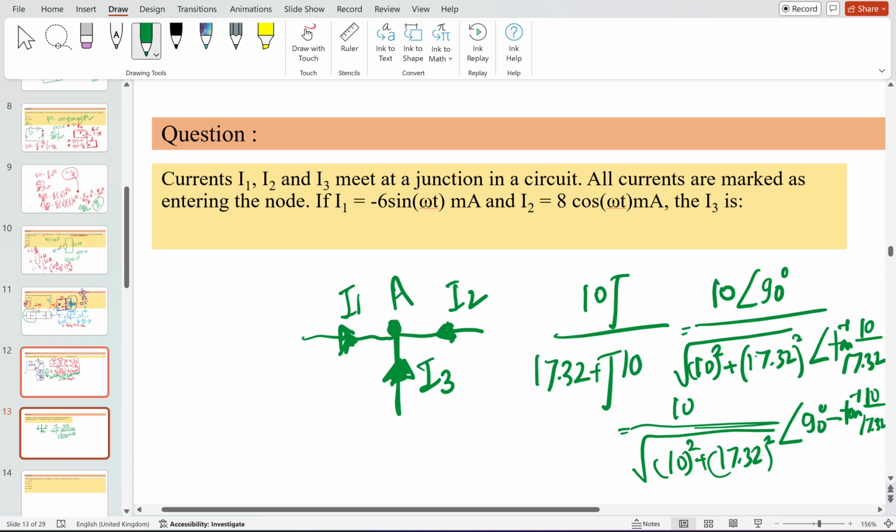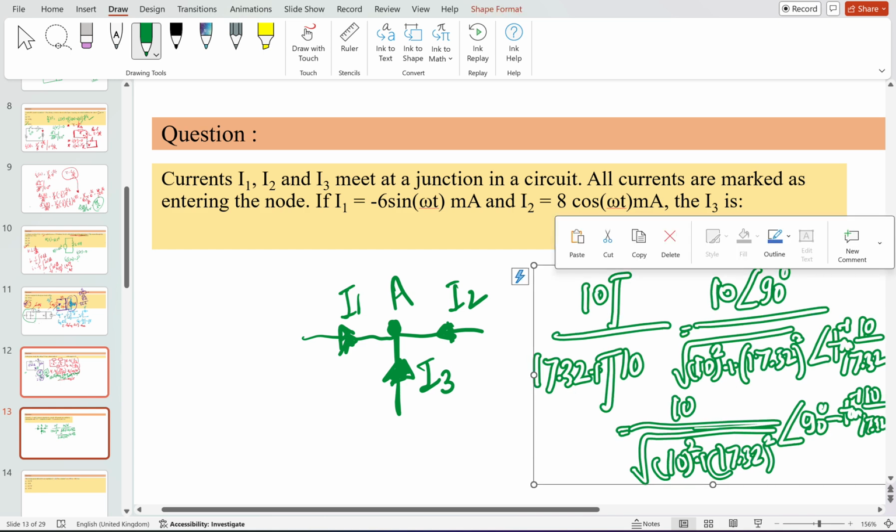Getting my point? And there is also an important point. For 0 plus 10j, you can write directly 10 angle 90. Yeah, that's true, because 10 is already the magnitude and j is already given, so its angle is 90 degree. You can directly write it.